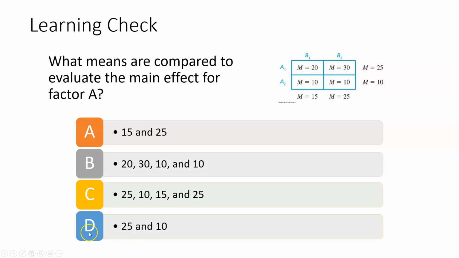So the correct answer here is D. The reason why is because factor A is here and here. Those are the two levels of factor A. If we average across B and ignore or collapse across B, and we just look at all of these people, their average is 25, and we look across all of these people regardless of whether they're in B1 or B2, we average across all of them and their mean is 10. We're just comparing 25 versus 10, and if those are different, then we say, ah, there's a main effect.